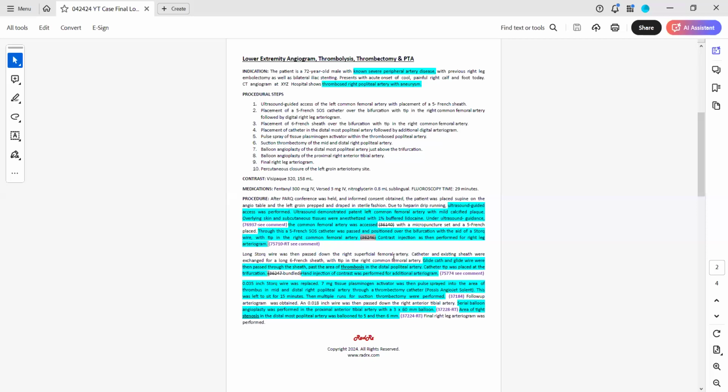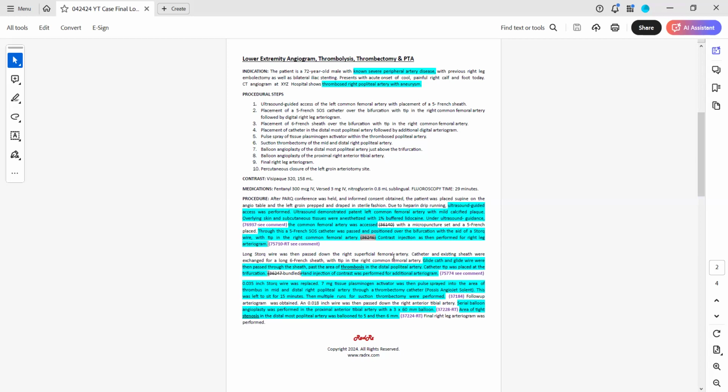And when we get to the end of the case, I have a comment about the imaging codes that we'll take a look at. In our next paragraph, we see that the glide cap and glide wire were then passed through the sheath, past the area of thrombosis. Notice that I underlined thrombosis in the distal popliteal artery because that is the clinical indication that we're focused on. And then from there, the catheter tip was placed at the trifurcation.